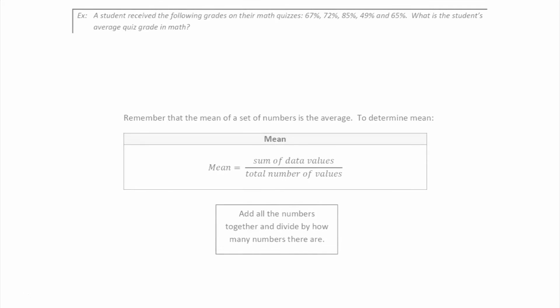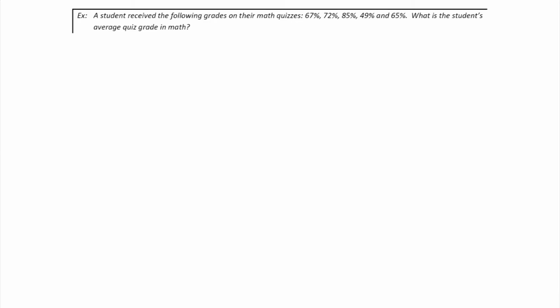Here's an example. A student received the following grades in a math quiz: 67, 72, 85, 49, and 65%. What is the student's average quiz grade? Or another way of saying it is, what is the student's mean grade in math? We start off by adding up all of the numbers, 67, 72, 85, 49, and 65. When we add those up, we end up with 338.